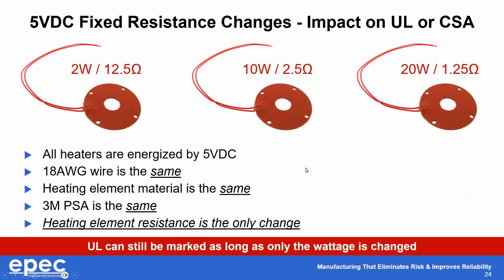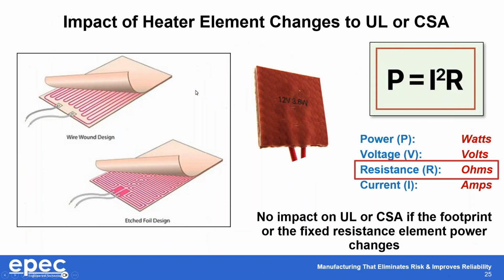As long as the heating element and its open circuit resistance is the only thing that changes, these three can all fall within the same UL certification, as long as that's communicated early in the process, and that's the way these third-party test agencies will go forward and submit the certification.